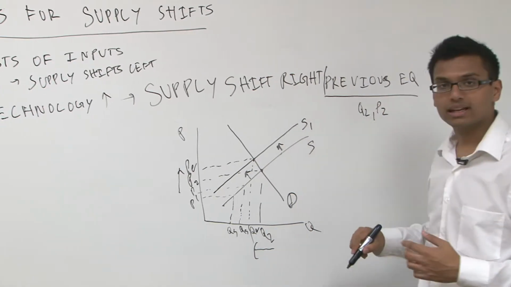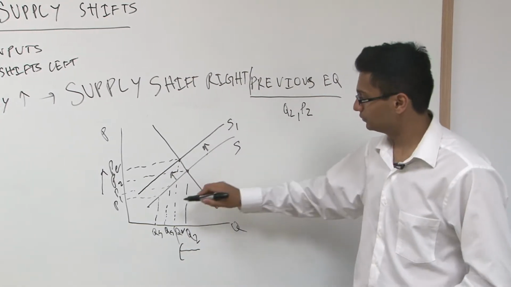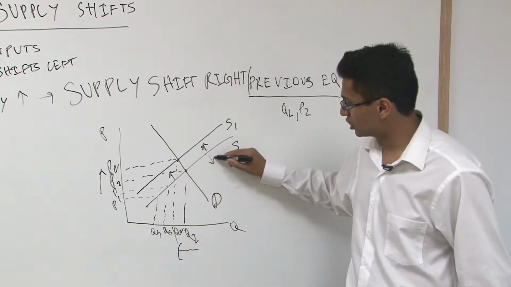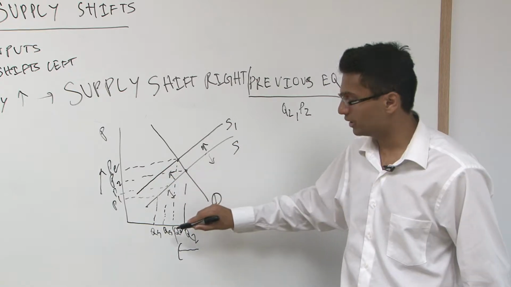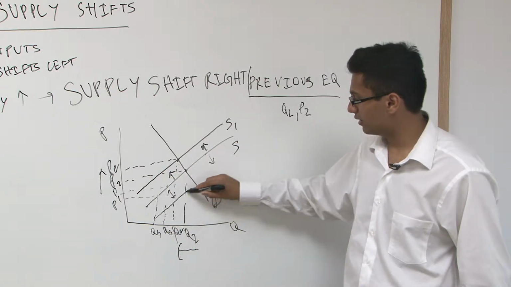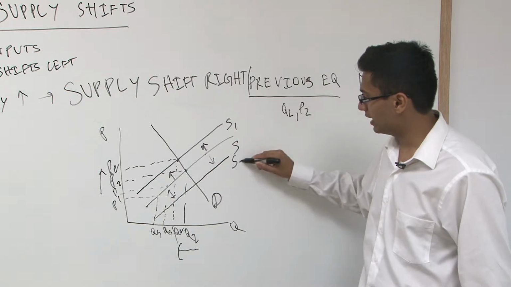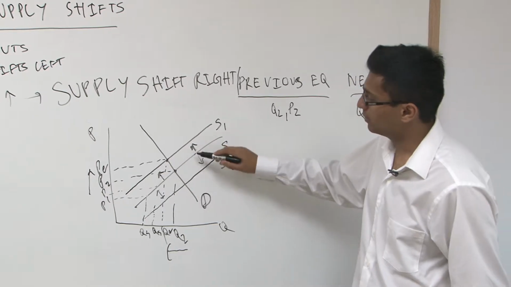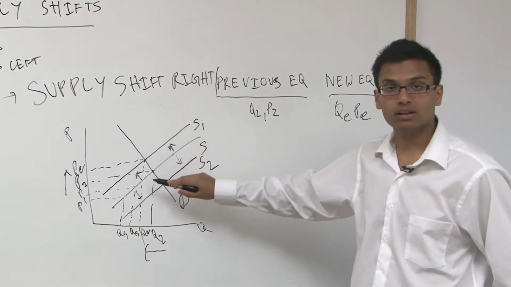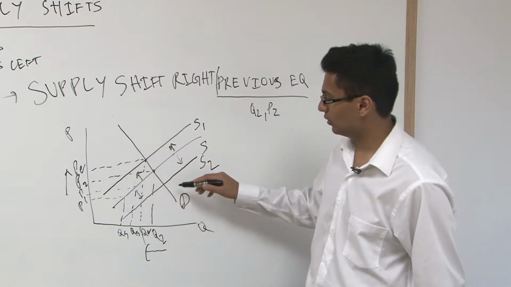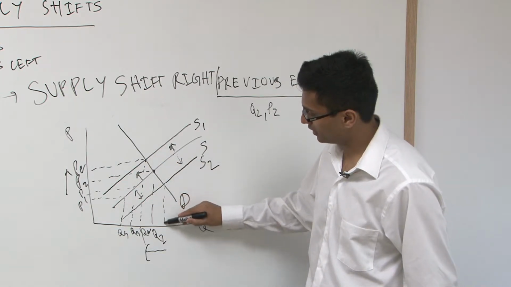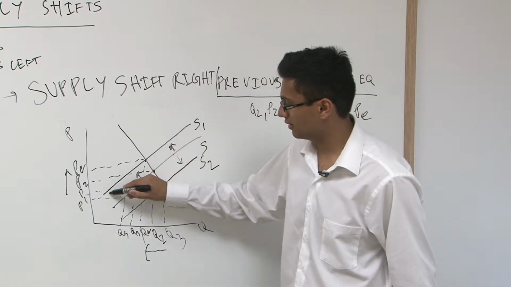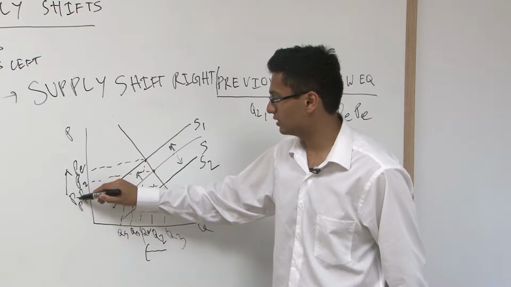And why is that? I'm going to show you on the graph. Take this old supply line and shift it to the right. I always show arrows so you know where I'm going. Draw this new supply line to the right, and I'll call it S2. From the previous equilibrium of the original supply and demand lines, at Q2, P2, we now have Q3 and P3, somewhere over here.